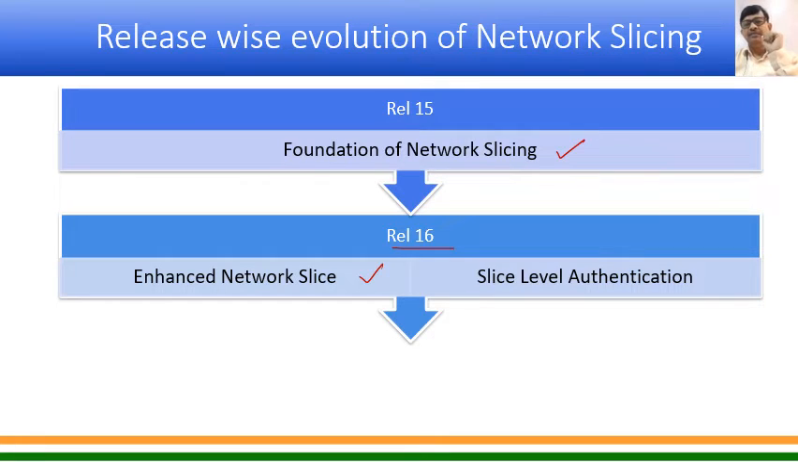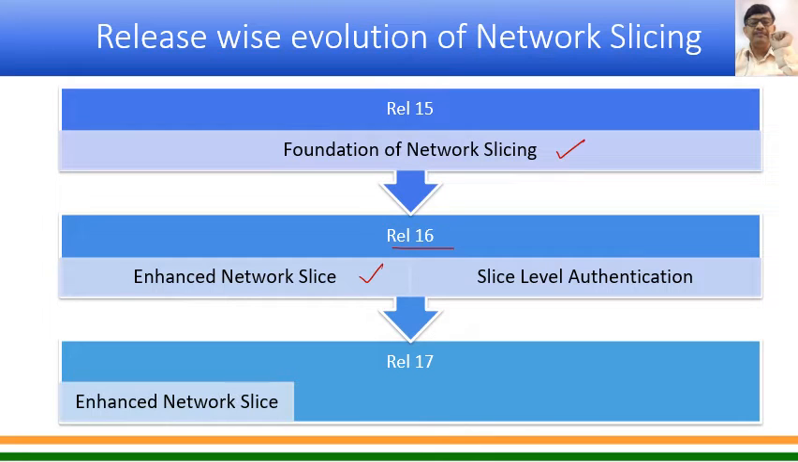In addition, slice level authentication feature also came during release 16. That means if a particular network slice requires a second layer of authentication related to that service, that has been made kind of native, or the network itself is supporting that. In release 17, again certain enhancement happened. In addition, we had the concept of RAN slicing.